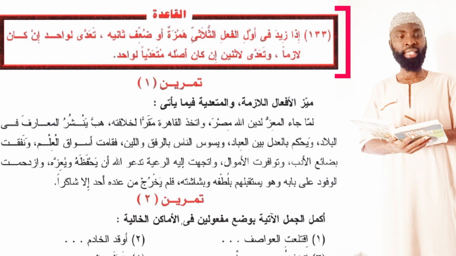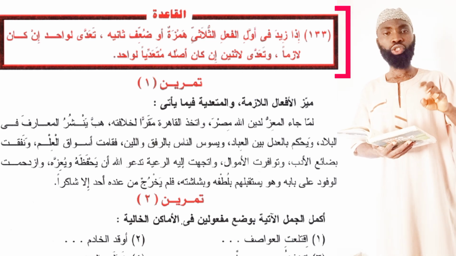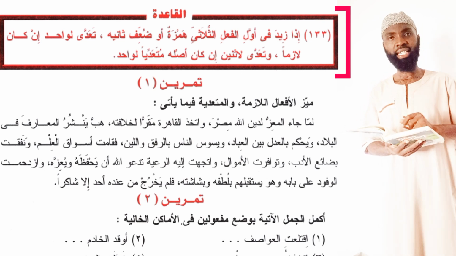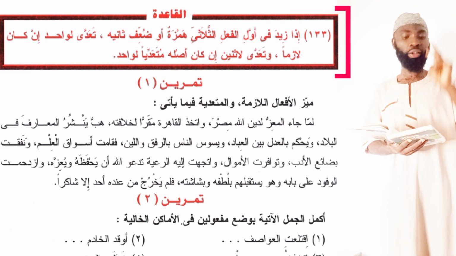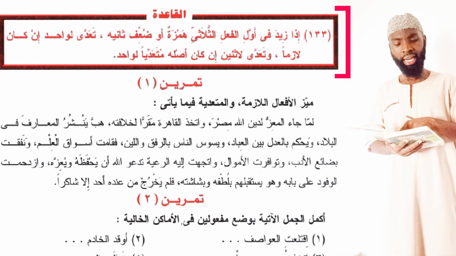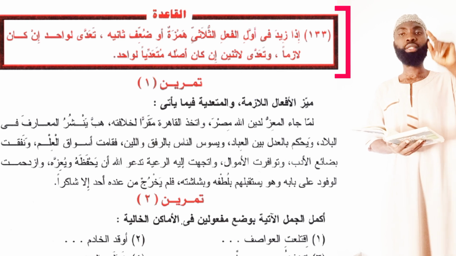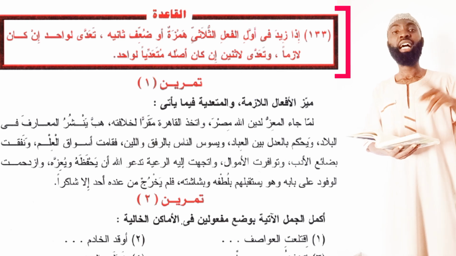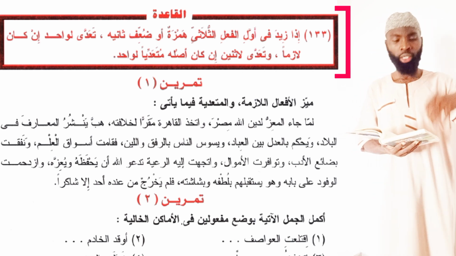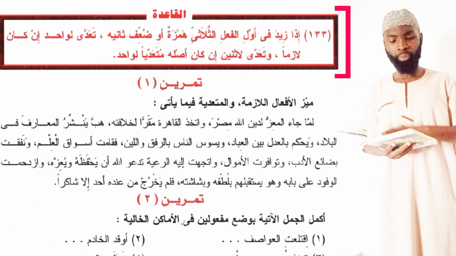The rule says: إذا زيد في أول الفعل الثلاثي, when there is an addition to the beginning of a triliteral verb, and this addition is hamza أو ضعف ثانيه, by adding hamza to a triliteral verb or by doubling the second letter of a three-letter verb, تعدى لواحد إن كان لازما. This verb now extends its action to one object if it was an intransitive verb, وتعدى لاثنين, and it extends its action to two objects إن كان أصله متعديا لواحد, if the origin of this verb was a verb which extends its action to just one object.